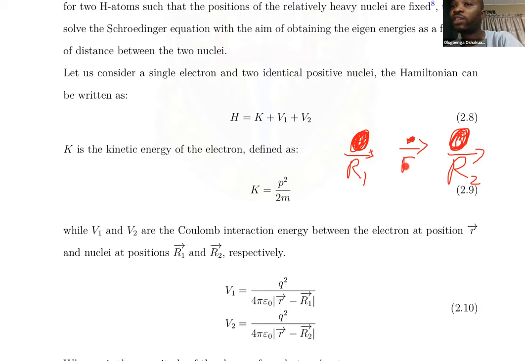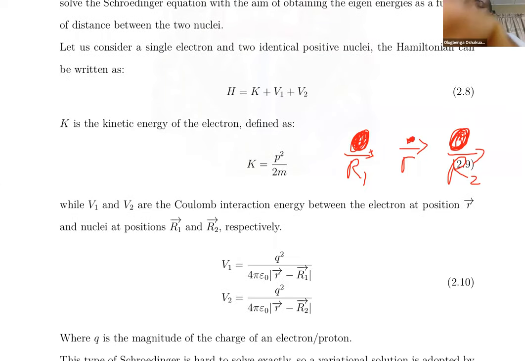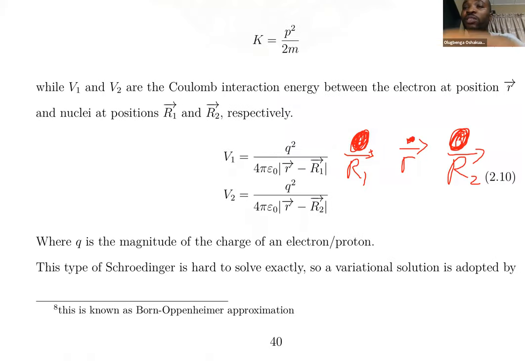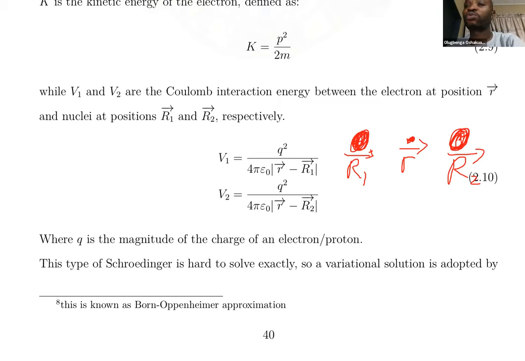So all these are vectors. And from what we did in Physics 102, we should be able to add vectors together to determine the magnitude of distance of separation. So Q here is the electronic charge, which is the magnitude of charge of electron, same as the charge of proton. We need to remind ourselves about that.